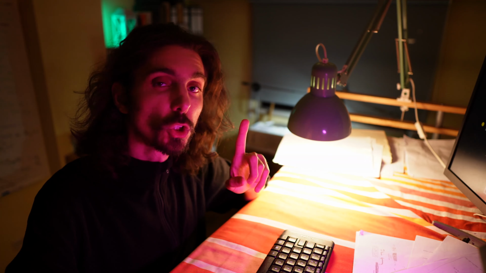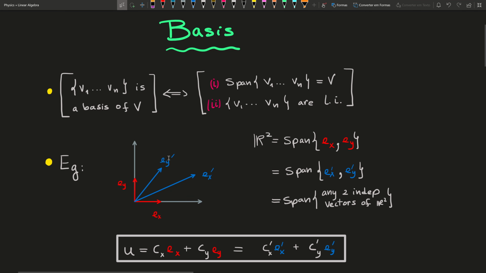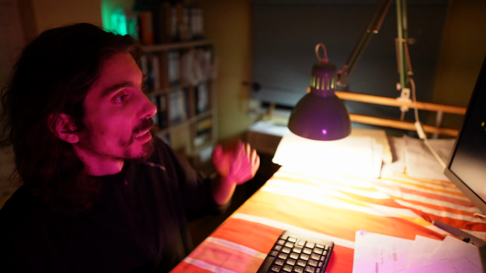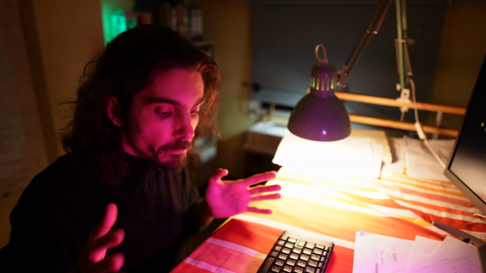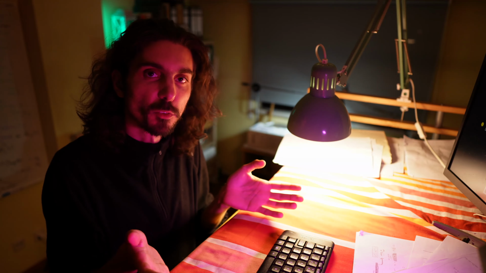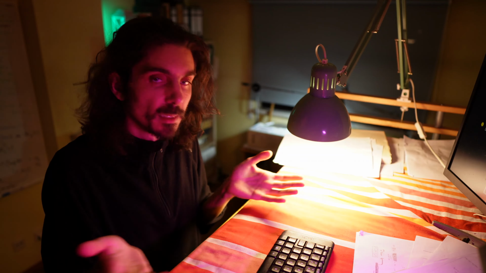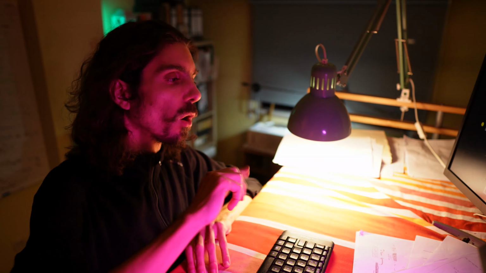Notice that it is not the only basis for R squared. I can also choose Ex and Ey prime, that you find here in blue. Those span as well the entire plane here. Additionally, they are linearly independent, so the span of this set also returns R squared. Moreover, any pair of independent vectors from R squared is a basis for R squared. So any two work.